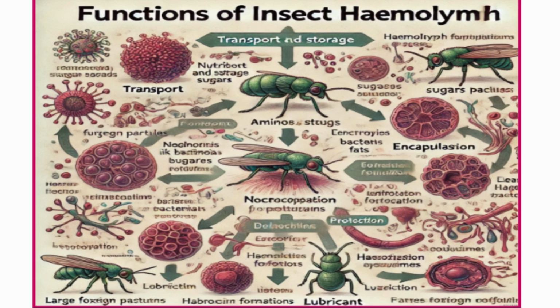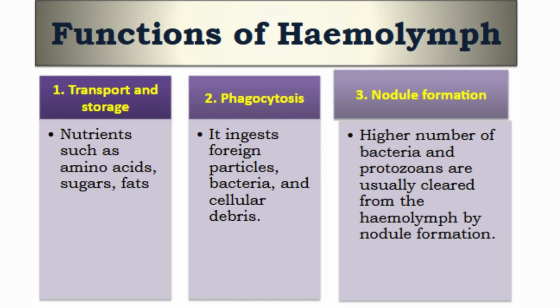Now let us see the functions of hemolymph. Hemolymph plays an important role in maintaining pressure within the body, distributing nutrients and aiding in immune responses to fight infections. Transport and storage. Insect hemolymph transports nutrients such as amino acids, sugars, fats, etc. absorbed through the gut wall or released from cells that store such materials.